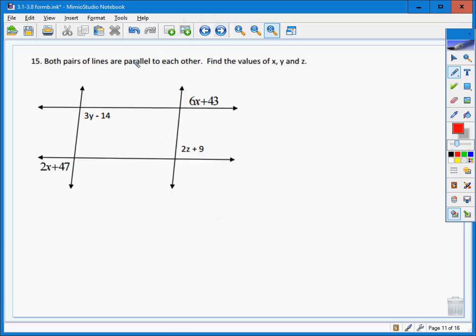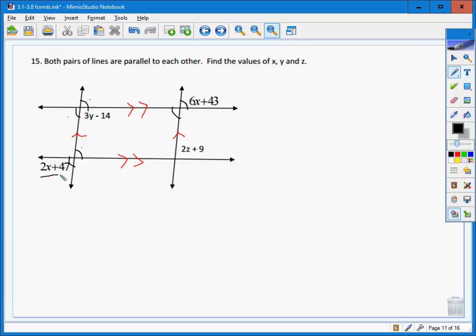Here it said both lines are parallel. So these two lines are parallel, and these two lines are parallel. And so if this is 2x plus 47, I'm just going to go through and mark the angles that would have to be the same. All of these would be 2x plus 47. Likewise, coming this way, this would be an alternate interior. Those would be the same. There's the two that I'm going to set up equal first.